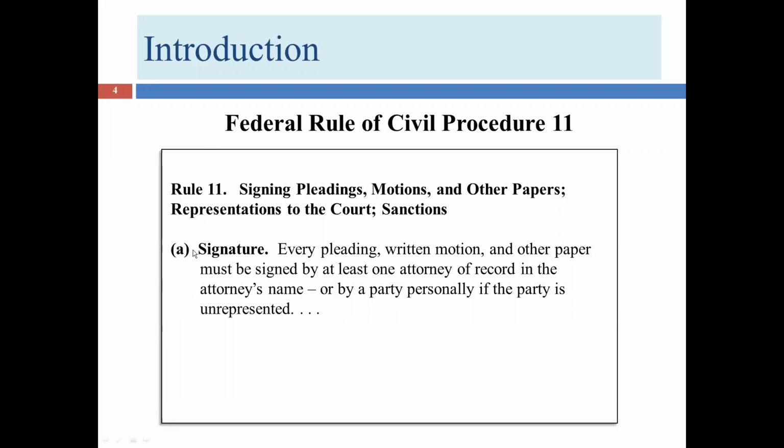Let's first of all look at the first part of that rule. The first part of the rule is entitled Signature. It says every pleading, written motion, and other paper must be signed by at least one attorney of record in the attorney's name, or by a party personally if the party is unrepresented. So everything that goes into the court, into a file for this particular case, that is submitted by one side or the other has to be signed by the attorney or by the party. So that's the standard. That's the first point. You can't just say, well, we're not sure if this is true, so we're not going to sign it. That's not an option. Let's go to the next slide.